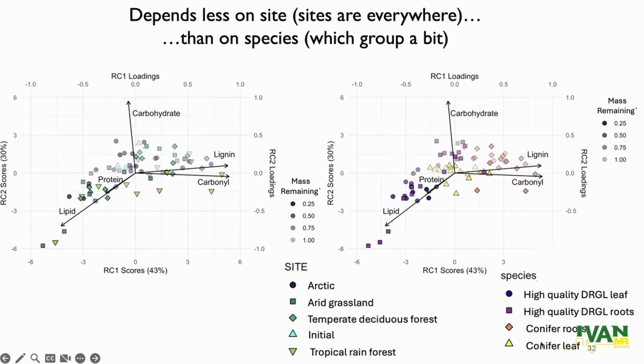So the conifer roots and leaves are orange and yellow, so you can see them clustered here and over here, whereas the high quality stuff, purple and blue, kind of turning into this more microbial, like lipids and proteins and stuff over here. We're still thinking about this, so if anybody wants to talk about it, I'd be happy to do that.